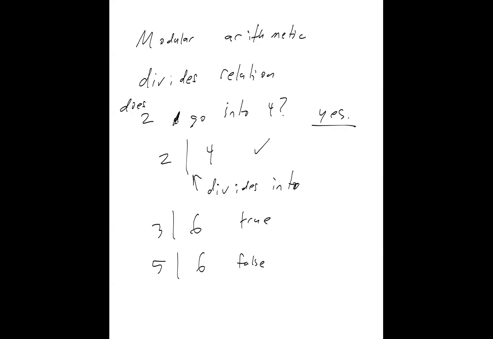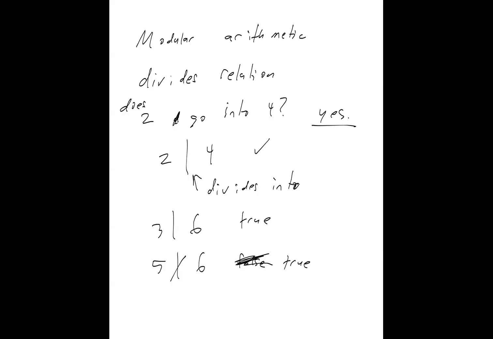If you want to express that something does not go into something, you draw a line through it, and then that makes it true. So 5 does not divide into 6. Just like with not equals, you draw a line through the equals sign, the not divides into means that. So 3 does divide into 6 and 5 does not divide into 6.